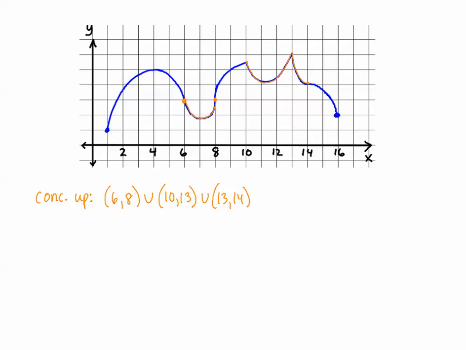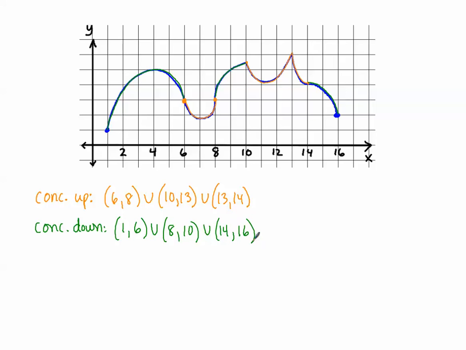Let's identify where the function that I'm looking at is concave downward. So concave downward from this point from 1 to about 6. Can we find all the other ones? 8 until 10, and 14 until 16. So 8 to 10 and 14 to 16.